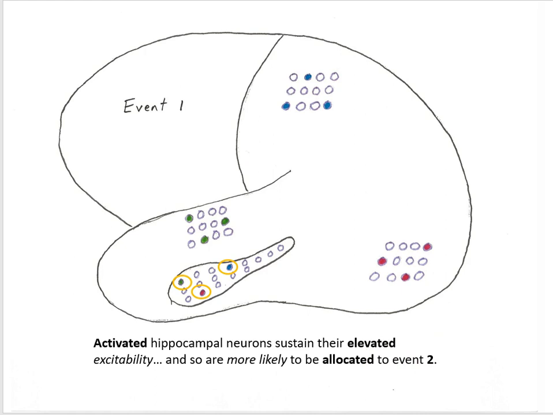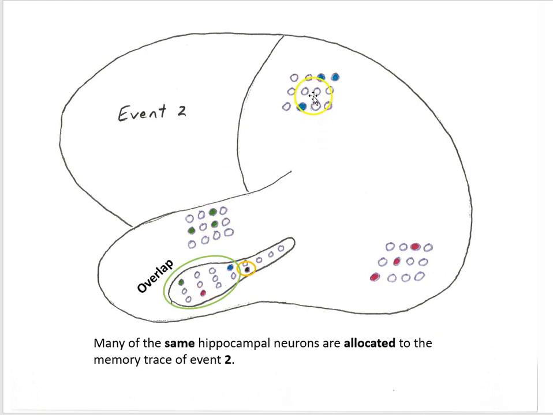So along comes event number 2, and notice the different pattern of cortical activity because it is a different learning event. Let's just confirm that. Event 1, Event 2, Event 1, Event 2. But notice down in the hippocampus, the hippocampal memory trace shows a lot of overlap. These 3 neurons were also in the memory trace for Event 1. It's the addition of this 4th neuron that is included in the memory trace for Event 2. So many of the same hippocampal neurons are allocated to the memory trace of event number 2.